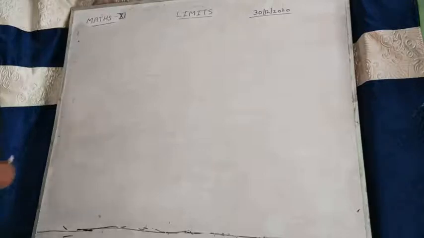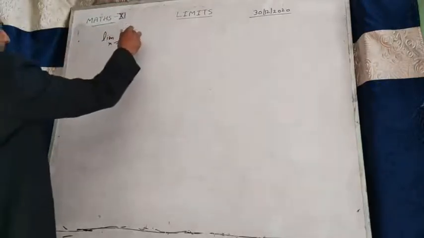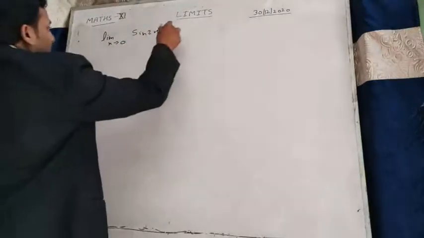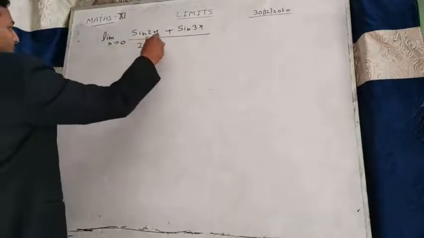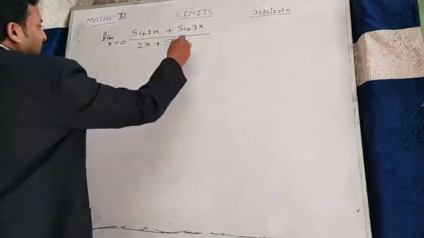Our next question is limit x tends to 0 of (sin 2x + sin 3x)/(2x + sin 3x). Okay student. So this is our next question and we have to find the limit of this question.